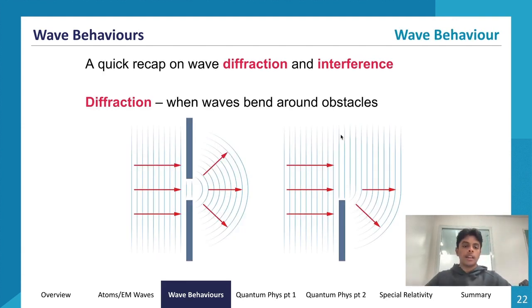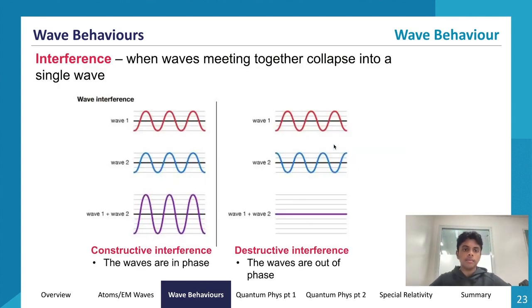Now we'll do a quick recap on diffraction and interference. Diffraction is when waves bend around obstacles. You can see it bends around obstacles, and obviously the smaller the gap, the more it will bend around obstacles. So here it diffracts, and here it also diffracts. And then interference: constructive interference and destructive interference. Those are the two main things that we'll need to know for physics in module 7, where waves meeting together combine into a single wave.